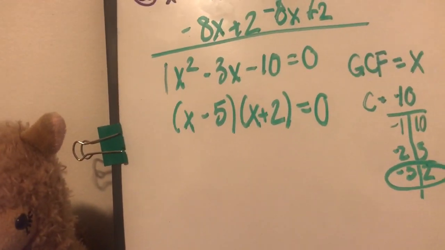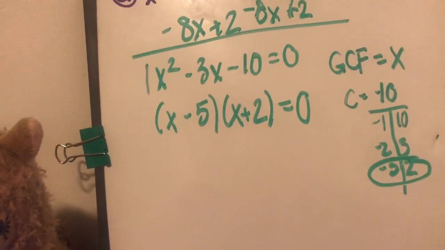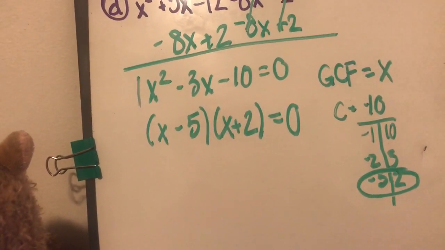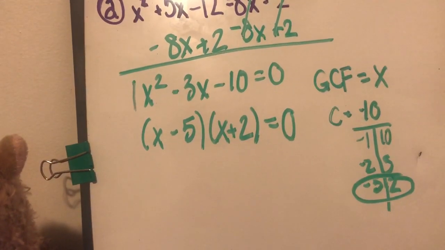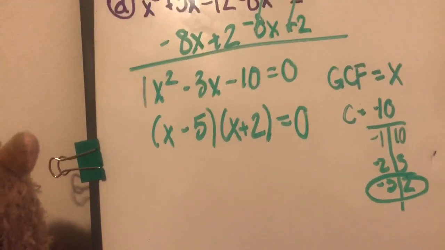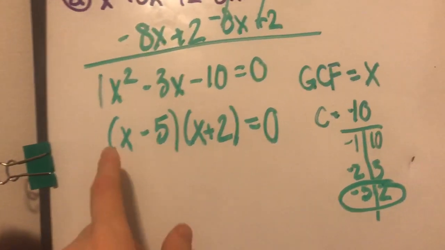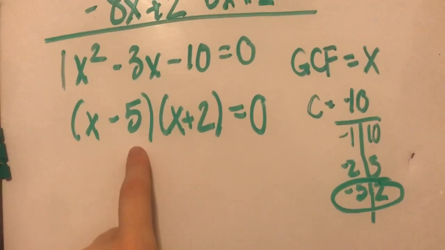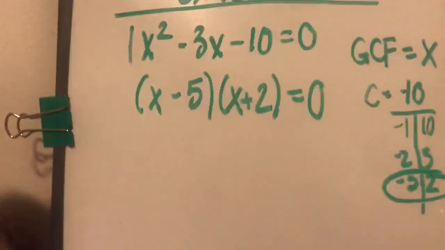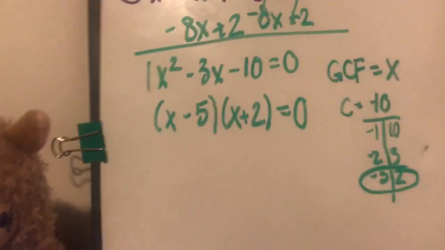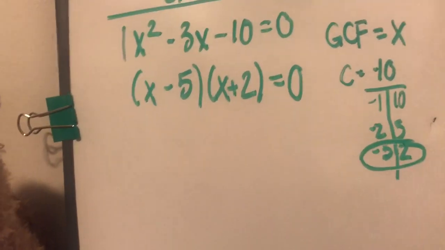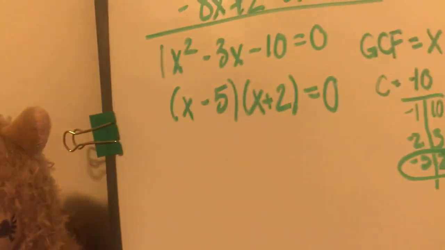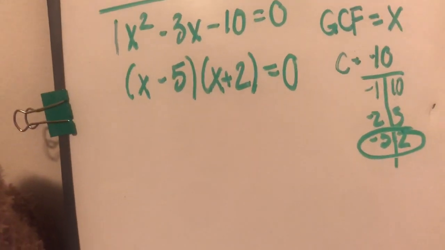If you're ever doubting yourself or doubting if you factored something correctly, remember we can always redistribute out my answers to make sure that they are correct. So if I start to FOIL everything out, I know I'm going to get x squared, and then a positive 2x, minus 5x, minus 10. Some of you guys yesterday stopped here, and that's the problem because it's asking you to solve, which means I need to have x equals a number.